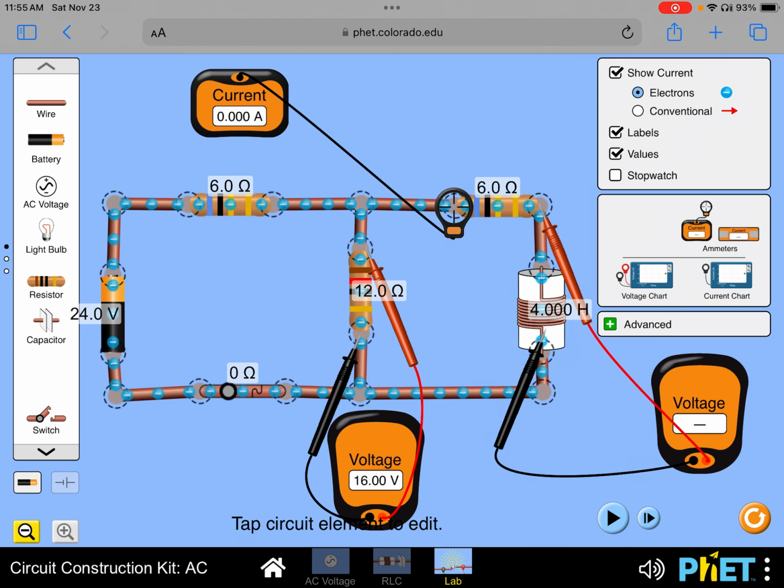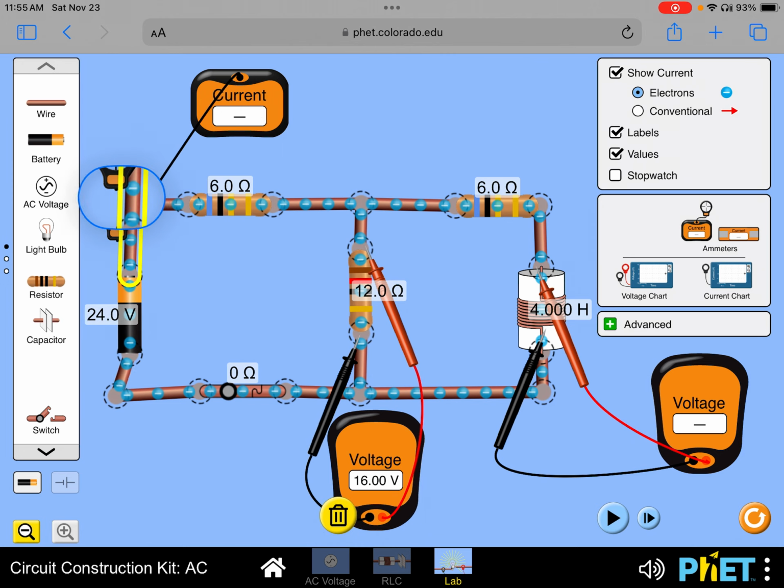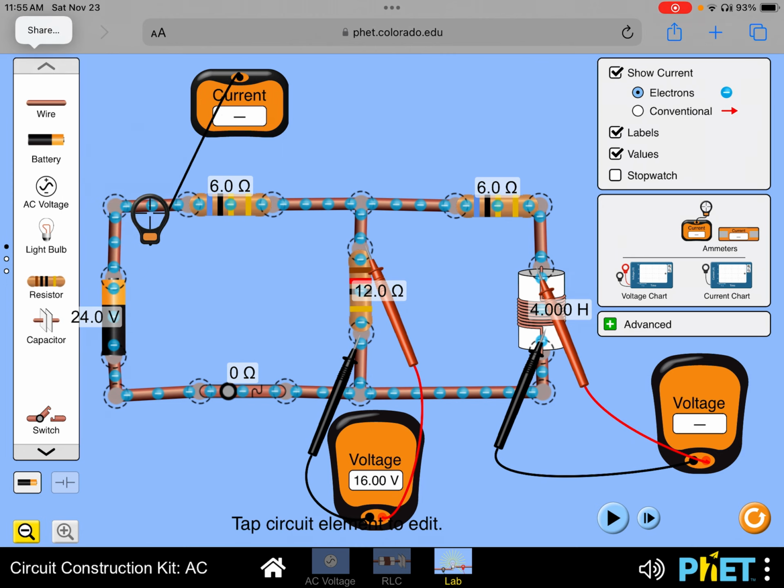Now the total current is 1.33 amperes, and that is also the current that I have in the 12 ohm resistor. So if you do 1.33 times 12, you obtain the 16 volt voltage.